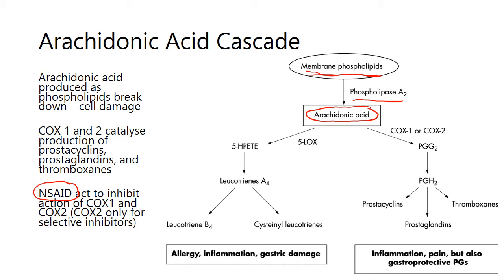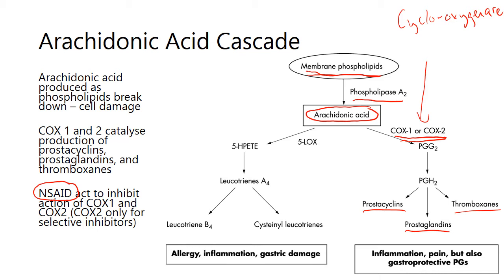However, this in itself is further broken down into other chemicals by these two enzymes here, COX. That is an abbreviation of cyclooxygenase. So I'll just write that here, cyclooxygenase. These are enzymes that catalyze the transformation of arachidonic acid into active chemicals. So we have prostacyclins, thromboxanes, and prostaglandins. As you can see, there are two different types of cyclooxygenase, cyclooxygenase 1 and 2.